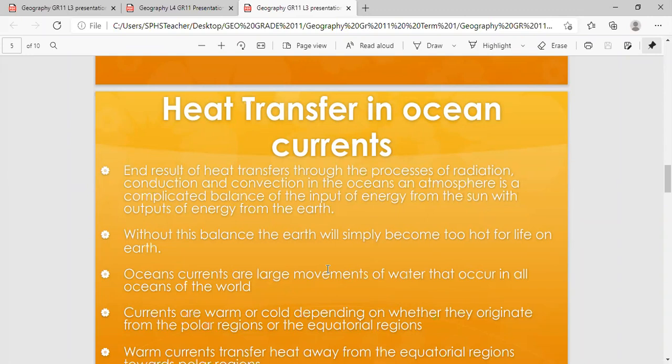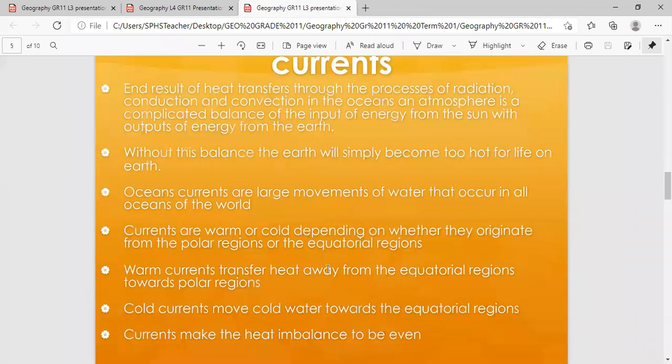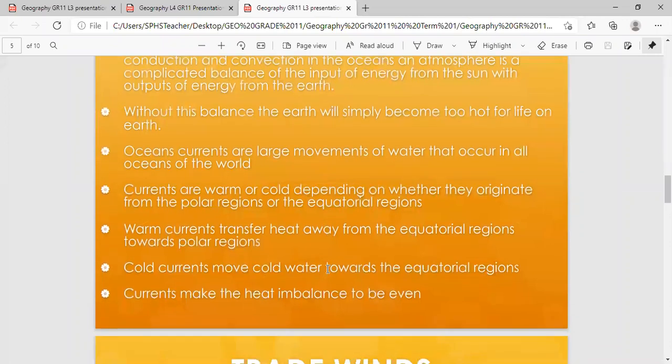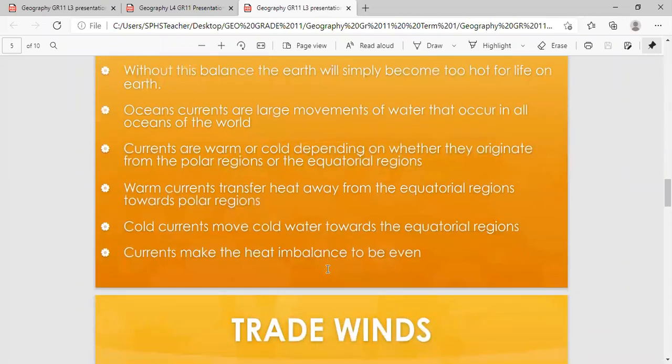Okay. Currents are warm or cold depending on whether they originate from the polar regions or the equatorial regions. Warm currents transfer heat away from the equatorial regions towards the polar regions. Cold currents move cold water towards the equatorial regions. Currents make the heat imbalance even. Okay, so if we say heat imbalance, this means that at the equator we have extreme temperatures, and at the poles we have low temperatures. So these ocean currents and winds make sure that the temperatures are balanced, and then the imbalance is even.